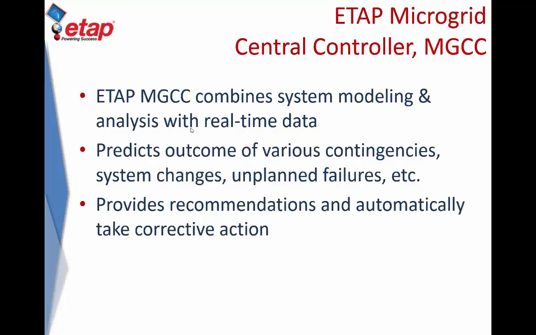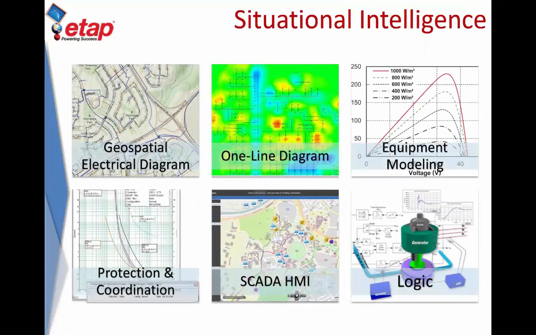So the ETAP microgrid controller basically combines the system modeling analysis with real-time data. With the controller, you can predict the outcome of various contingencies, any load changes, any unplanned failures, etc., as well as provide recommendations to the operator on how to take corrective actions. And as you will see later on in the presentation, the recommendations can be things like how and when to start and stop various generators in the system, and how to optimally dispatch various sources in the system.